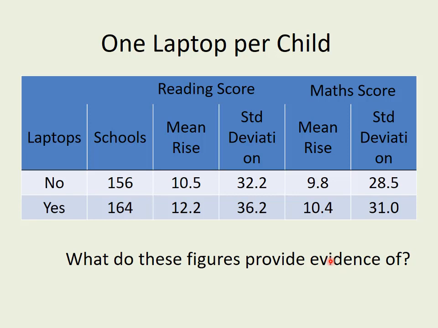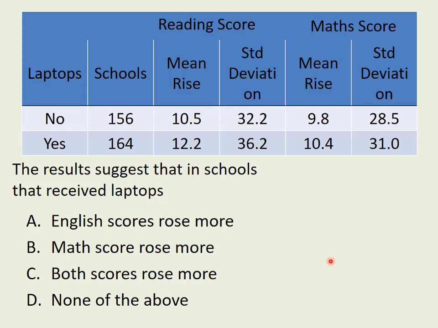There's more options this time. Do the results suggest that in the schools that received the laptops, English scores rose more than in the schools without the laptops? Maths scores rose more than in the schools without laptops? Both maths and English rose more in schools with laptops compared to schools without, or none of those things. So all these comparisons are comparing schools with laptops to those that did not get laptops. Would you go for A, B, C or D? Just pause if you want and jot down what you think.